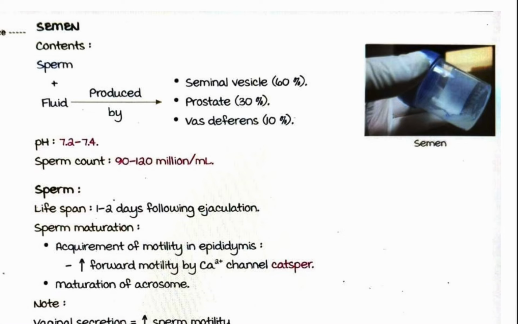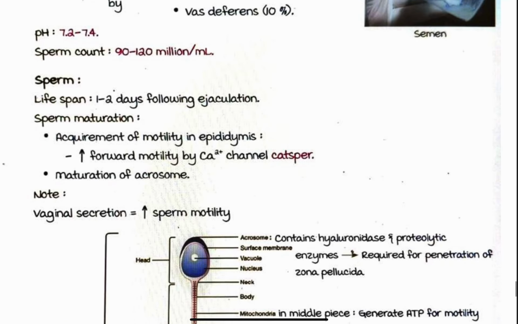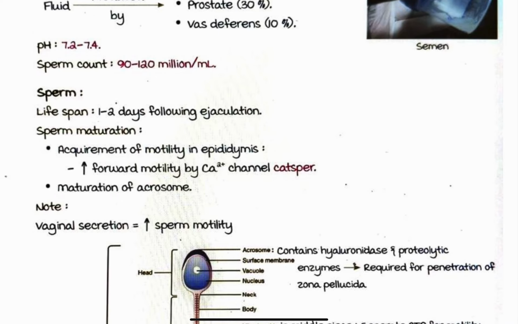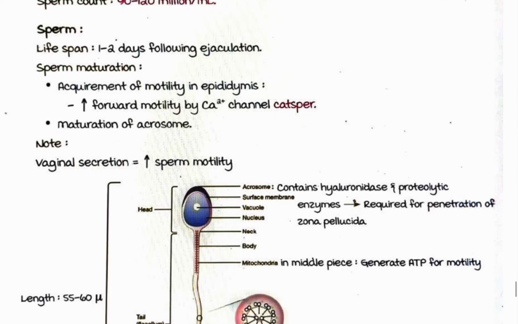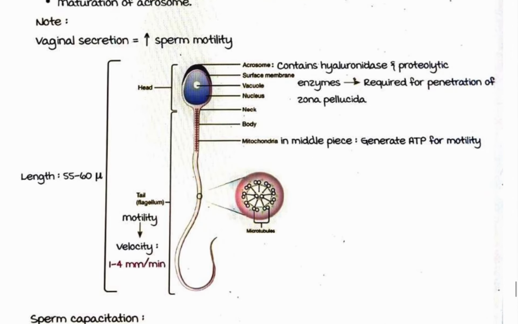Semen contains sperm plus fluid produced by seminal vesicles 60%, prostate 30%, vas deferens 10%. pH 7.2 to 7.4, sperm count 90 to 120 million per milliliter. Sperm lifespan is 1 to 2 days following ejaculation. Sperm maturation: acquirement of motility in the epididymis, increased forward motility by calcium channel gating, maturation of the ectodomain. Note, vaginal secretion increases sperm motility.